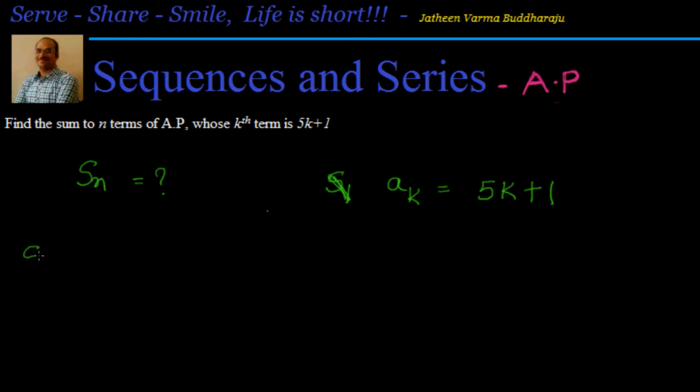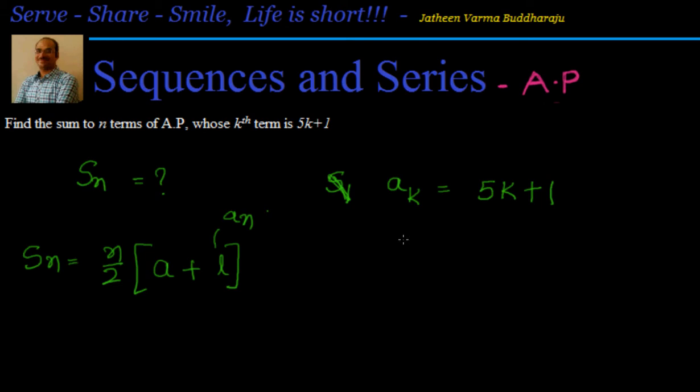What is the formula for Sn? Sn formula is n by 2 into 2a plus n minus 1 into d, or I can also say n by 2 into a plus l, where l equals an, the nth term. If I know the first term and the nth term, then I can take the average of them, multiply with the number of terms, and I will get the sum of n terms.